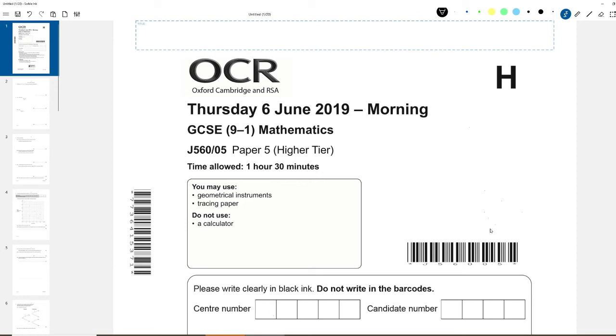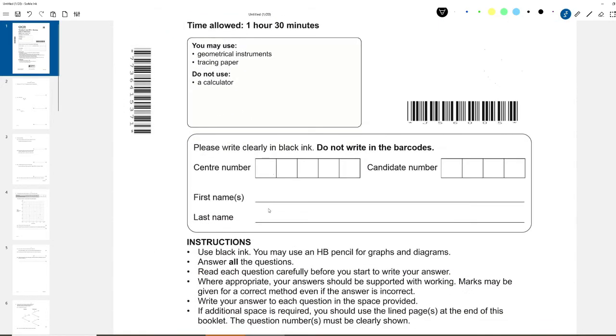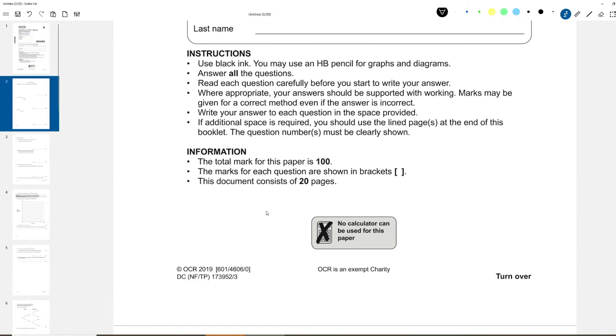Hi all, so we're going to go through the OCR June 2019 Paper 5 Higher Tier paper. Hopefully once we've gone through it all, you'll be able to understand the things that you've done wrong, and if you still don't understand, make sure you ask either me or your other teacher when you have the chance. So remember, this is a non-calculator paper, so you'll have to use all your different methods that you've learned. So we're going to go through them now.